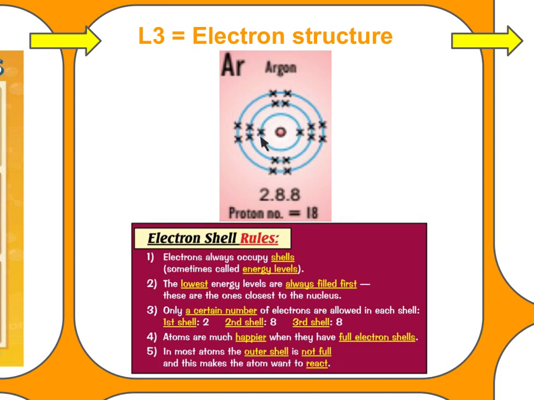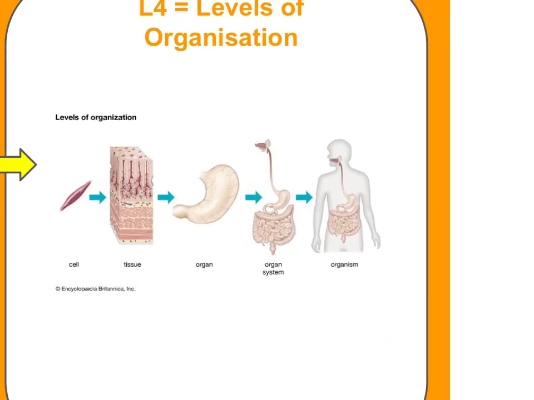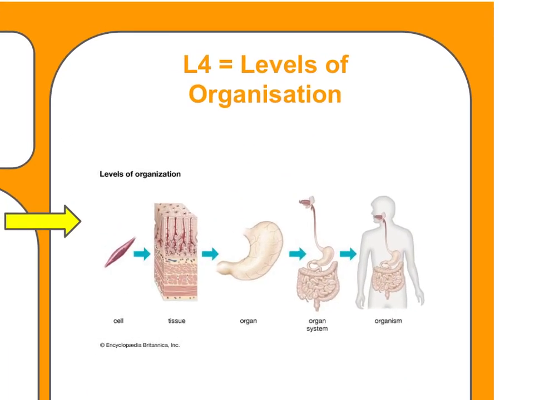So I would put 2 of these in my first shell, because my first shell can hold up to 2 electrons. And then further shells can hold up to 8 electrons. So we can see there that there's 2 in the first electron shell, 8 in the second electron shell, and then 8 in the third. So the electron structure is 2, 8, 8. And there's some simple rules to follow there. And that was that.